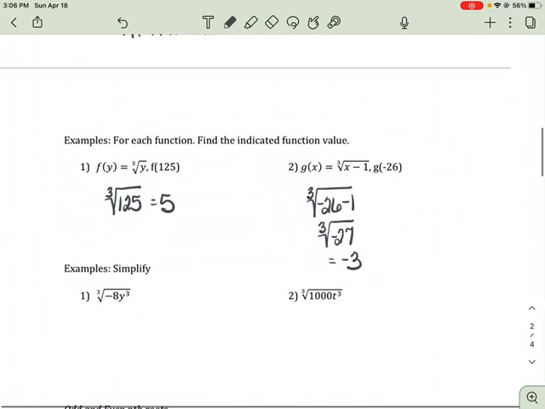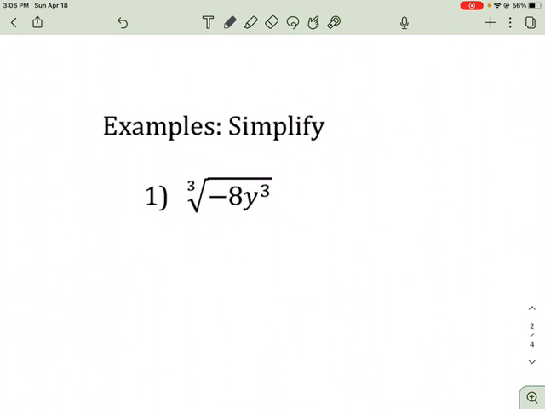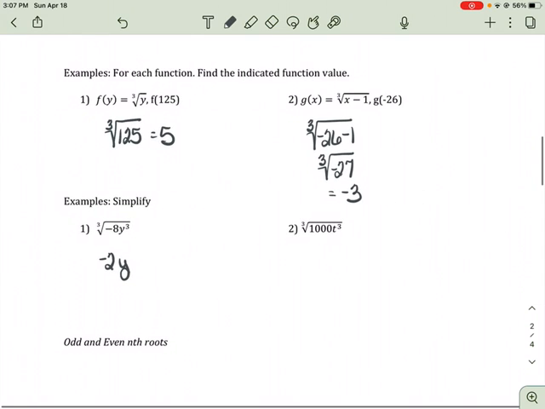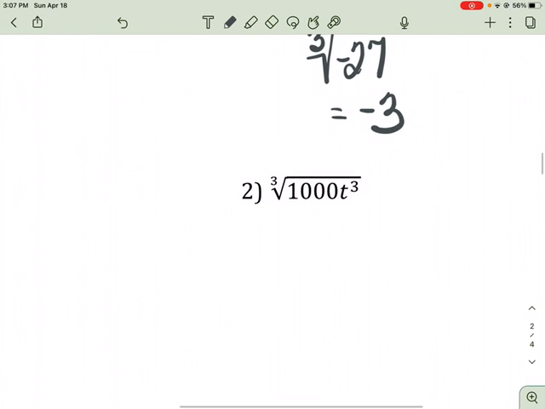Okay, so again, we're going to do some more simplifying. Those were evaluating, so here's simplifying. The cube root of -8, we're going to get -2. Again, -2 times -2 is positive 4, times -2 is -8. And then the cube root of y cubed, well, y times itself 3 times gives us y cubed, so -2y. The cube root of 1,000, well, that's 10t.